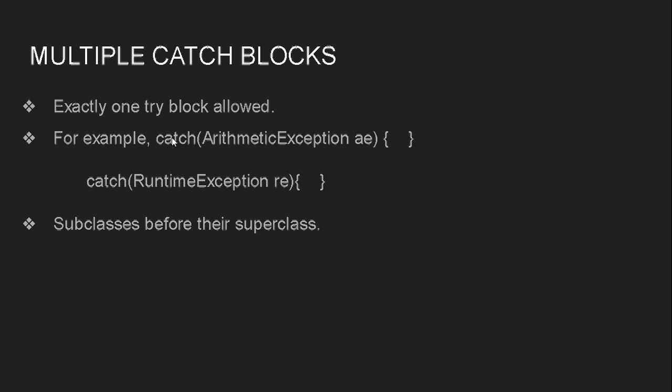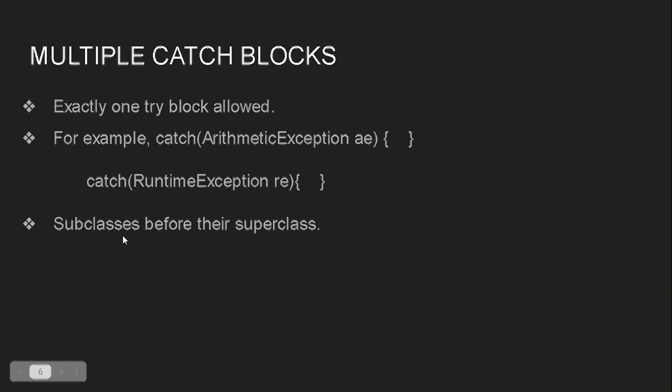So after this, only one try block is there. Then after that, we have these two catch blocks. One catch block is ArithmeticException and another catch block is RuntimeException. And one additional thing which I would like to add is, as I said earlier, ArithmeticException is a subclass of RuntimeException. That is what I talked about in the third point.